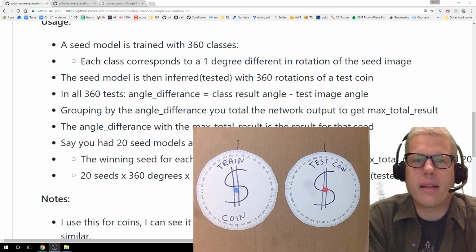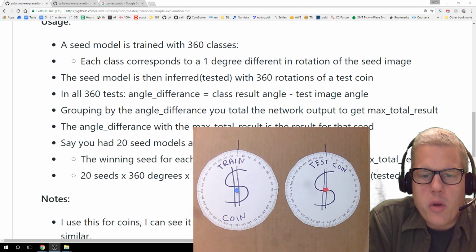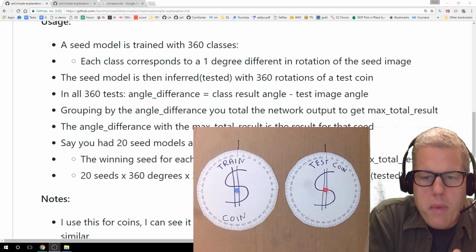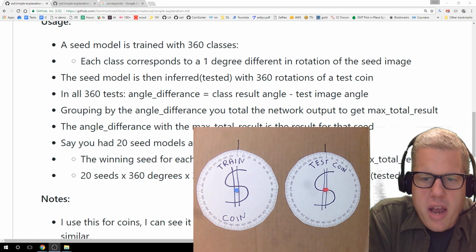Hey, let's talk about the implementation of this algorithm. The first step is creating a model of the seed image. This model is a standard LeNet convolutional neural network model. I'm using the Caffe deep learning framework. It's trained with 360 different classes.